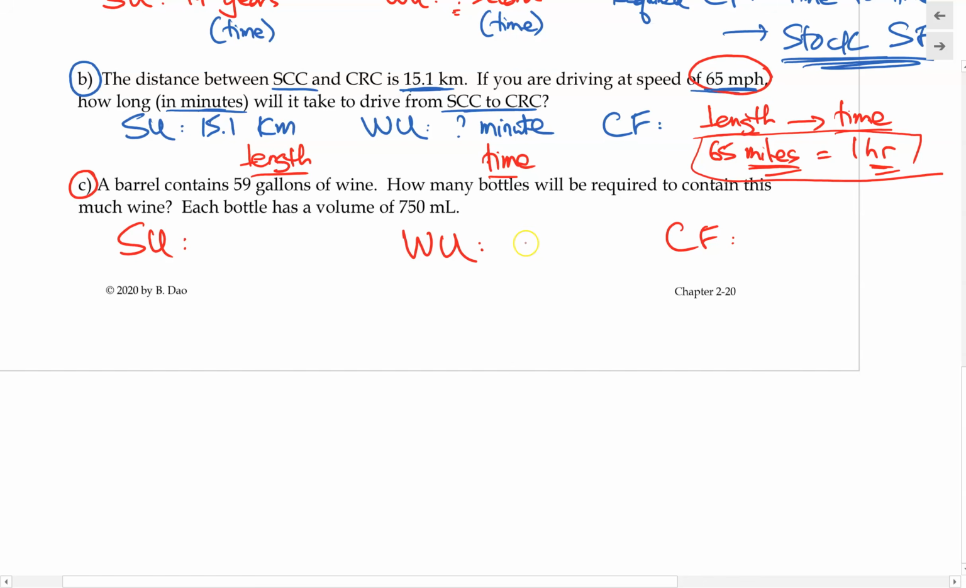So the wanted unit here is the bottle. How many bottles? And now the starting unit in this case right here will then be 59 gallons of wine. Okay. And now to help us figure out what would be the required conversion factor, we need to again look at the physical quantity of gallon and bottle. So here in this case right here, gallon is a unit of volume, belonging to the volume physical quantity. And then bottle is simply the amount of substance. In this case right here, bottle, number of bottles.